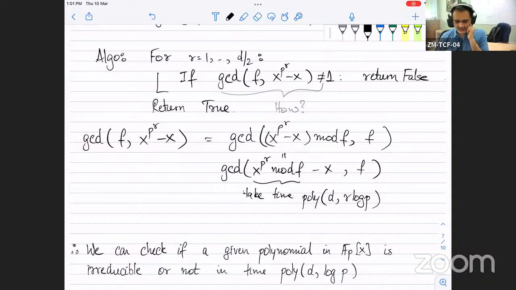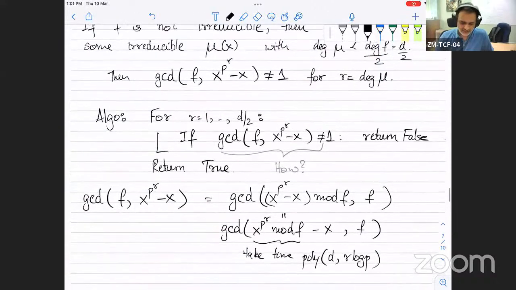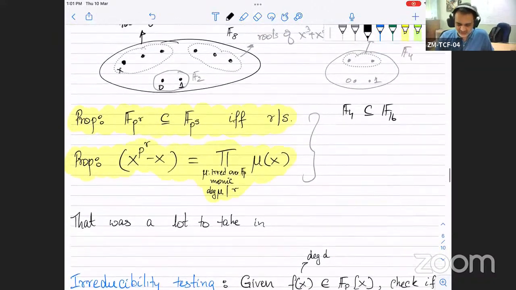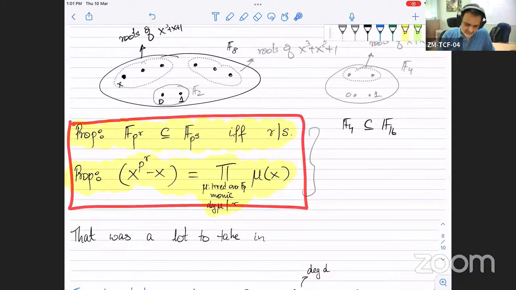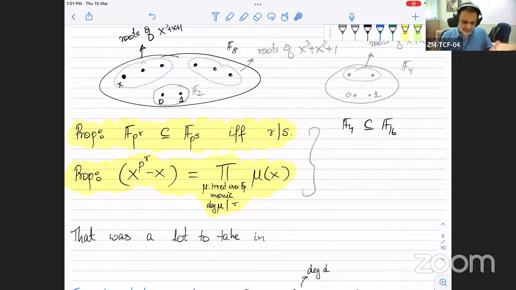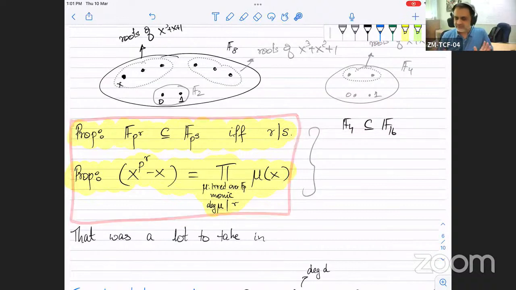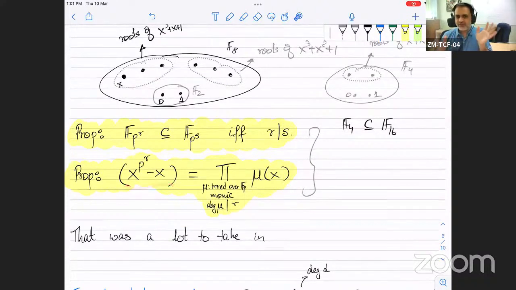Okay, since we are running out of time, let me just summarize what we saw here. We saw how to construct finite fields. There was some attempt to demystify what was happening, but think of this as the main takeaway: the polynomial x power p power r minus x splits in a very nice form, which is the product of all irreducible polynomials of suitable degrees.